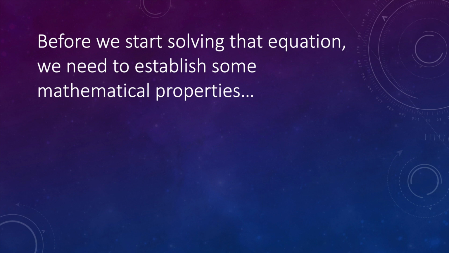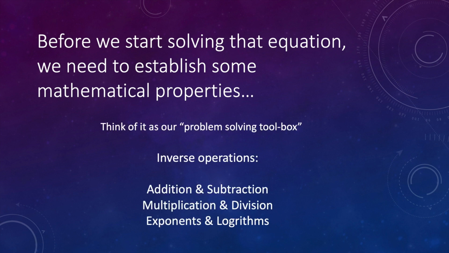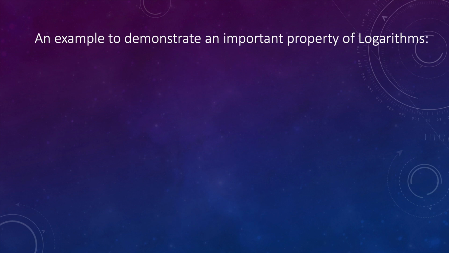So before we start solving that equation, we need to establish some mathematical properties. Think of it as our problem-solving toolbox. So the most important thing to understand is that mathematical operations have inverse operations. Addition and subtraction are inverse operations because they undo each other. If you have 5 and you add 2, then you take away 2, you're back to 5. Multiplication and division are also inverse operations, and exponents and logarithms are inverse operations.